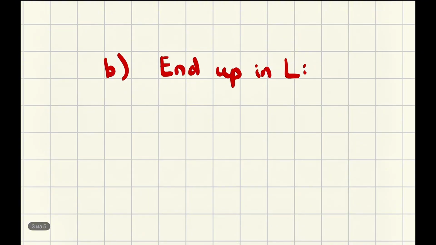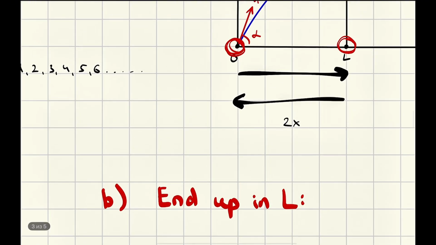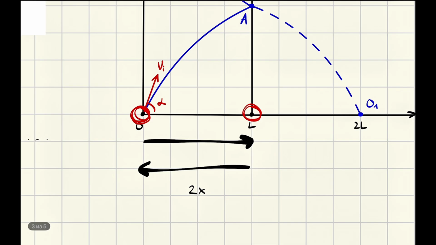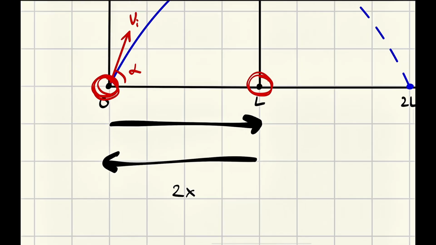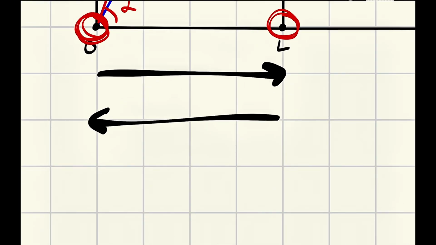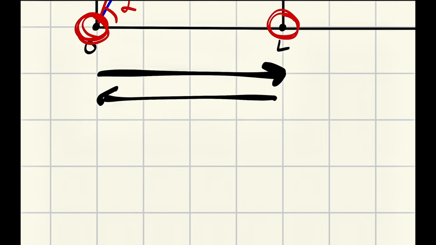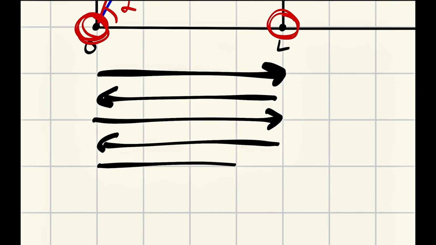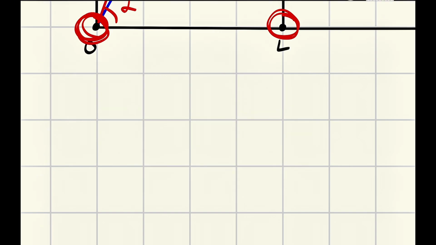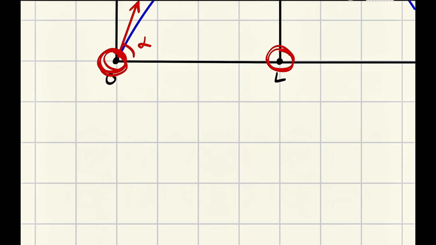What do we need in order to end up in L? What we need is the same thing, but as an odd number. Why? Because, for example, we need to go there just one time. Or if we go there, back, we need to go for the third time. Or if we go back again, we need to go for the fifth time. So the number of L's, how many L's we move, has to be always odd.